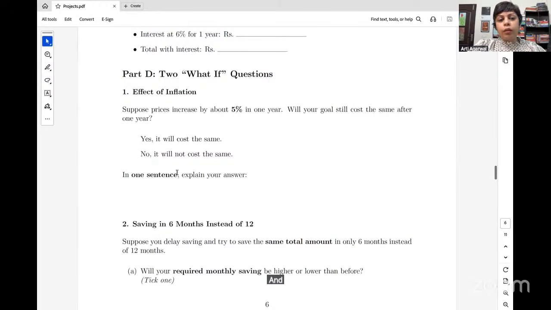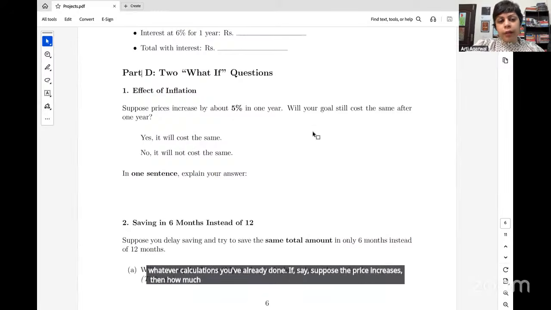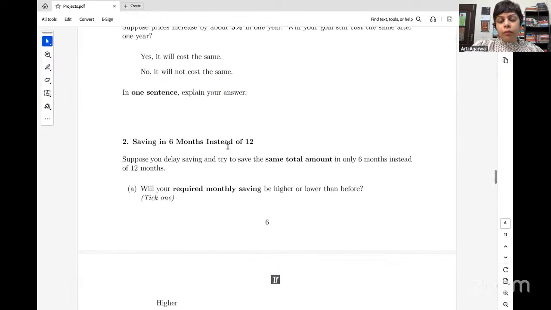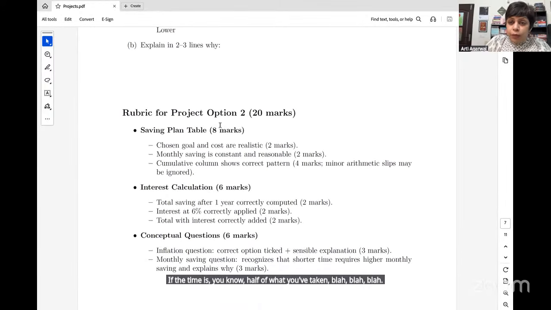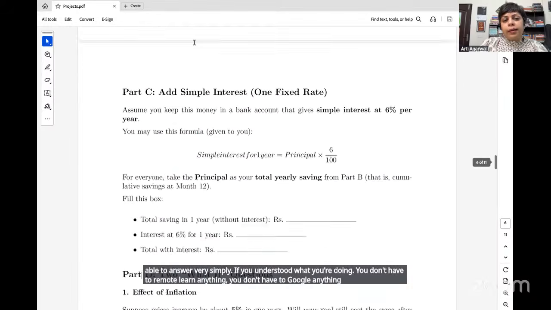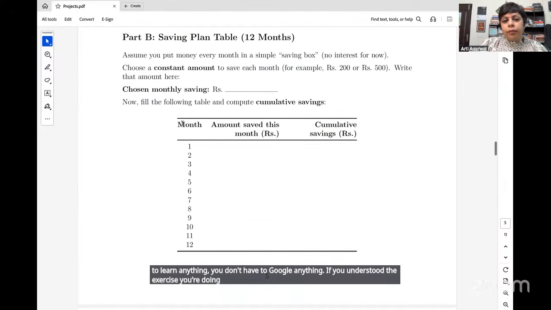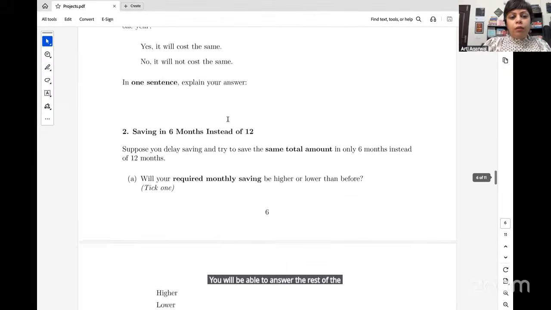And then you will answer some other questions based on whatever calculations you've already done. If, say, the price increases, then how much time will it take or what will the cost be? If the time is, say, half of what you've taken, and so on. All of these you will be able to answer very simply if you've understood what you're doing. You don't have to rote learn anything. You don't have to Google anything. If you've understood the exercise you're doing, you will be able to answer the rest of the questions very easily.